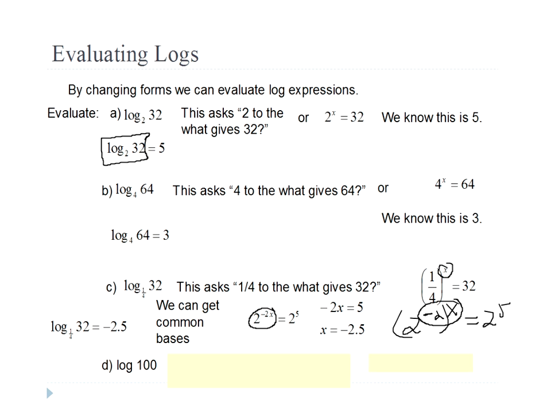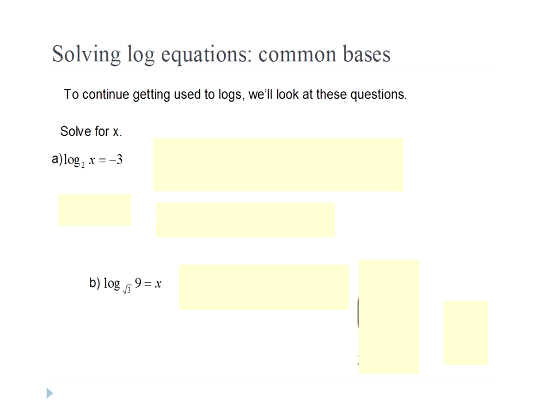Question D is log 100. This asks, 10 to the what gives me 100? And we know that answer is 2. So log 100 is 2. In fact, you can test that out. You can type that in your calculator, log 100, press equals, and it'll give you the answer 2.